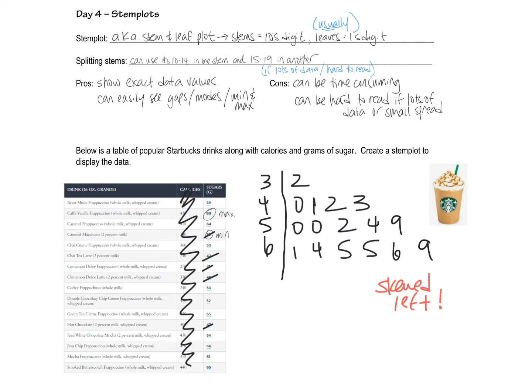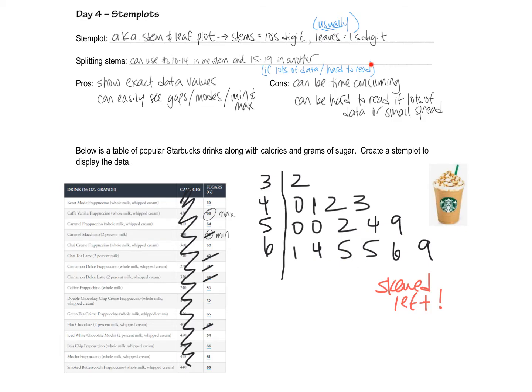Another thing is we can easily see if there are any gaps. There's only one drink in the 30s, but there aren't any gaps here, meaning that if there was a gap, like if the 40s were left blank, that would mean none of the drinks had between 40 and 50 grams of sugar. Anyways, we could also see modes, mins, and maxes. It looks like the mode here, there are 2 of them. There's 2 drinks that have a 50, and there's 2 drinks that have a 65.